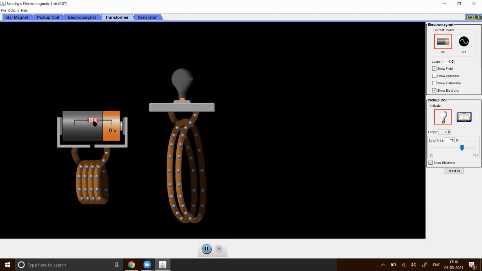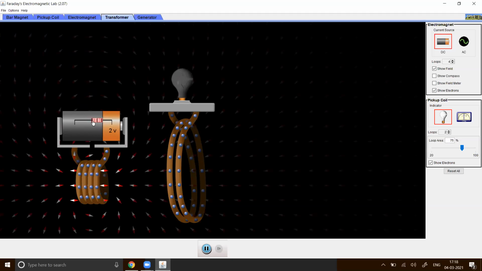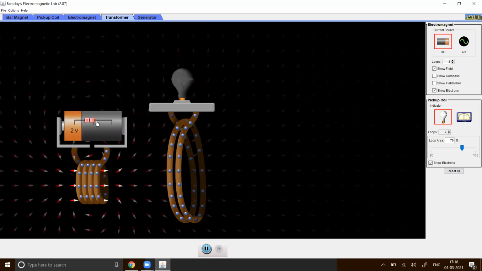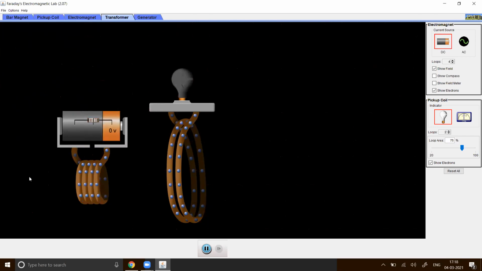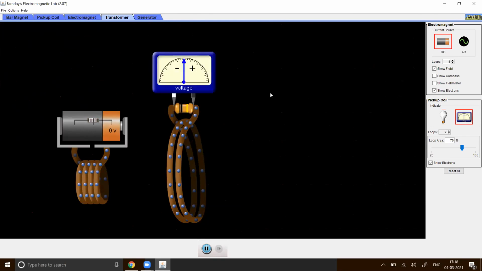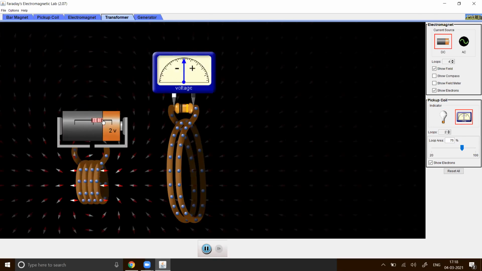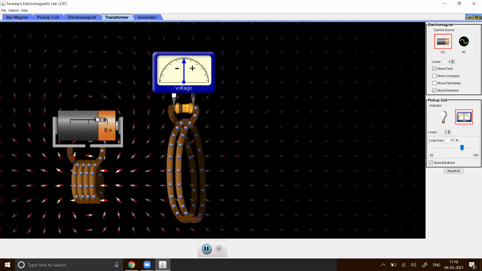As I keep increasing the polarity in the battery, look at the way the electrons are going to move in the conductor, the electromagnet, as well as the pickup coil. You're able to see some spark. The bulb is glowing. Now see, is it glowing? Okay, I moved it slowly.